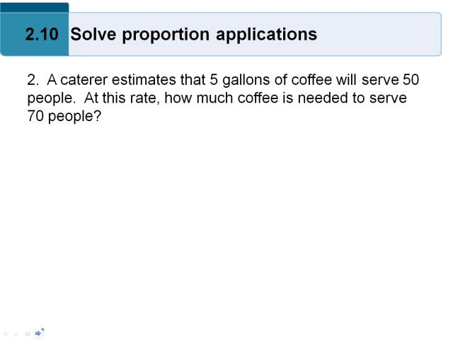A caterer estimates that 5 gallons of coffee will serve 50 people. At this rate, how much coffee is needed to serve 70 people? So we've got gallons of coffee over people. We need to know how many gallons for how many people. The first thing they told us was that 5 gallons will serve 50 people. And whenever you see "at this rate," that always tells you you're going to be setting up a proportion. So that's one way you can tell this is a proportion word problem.